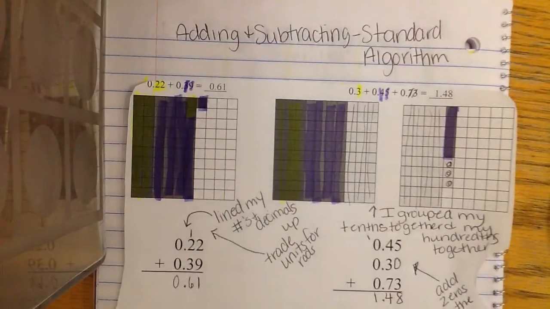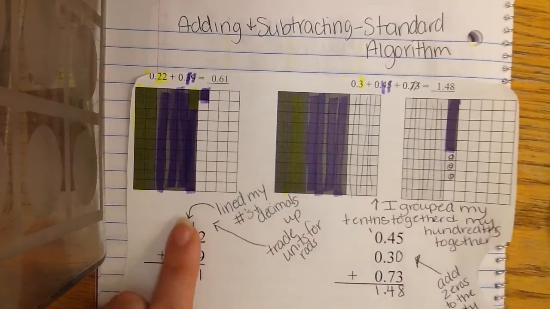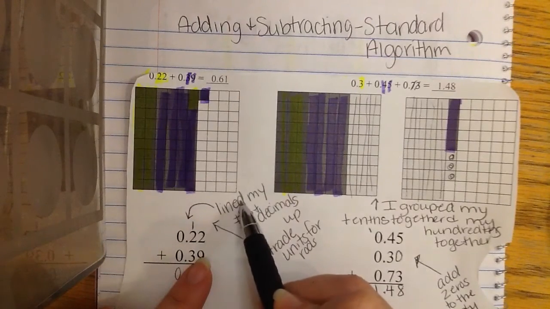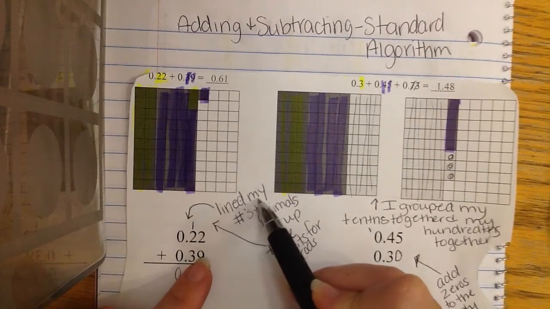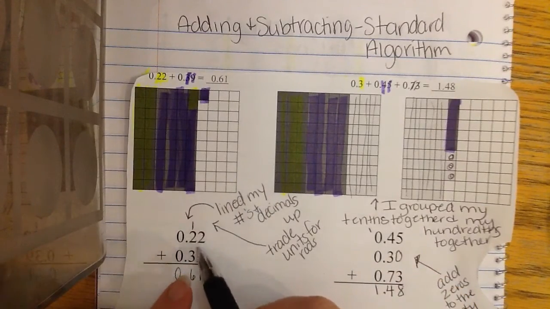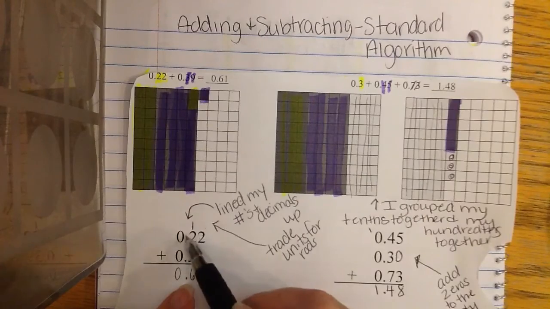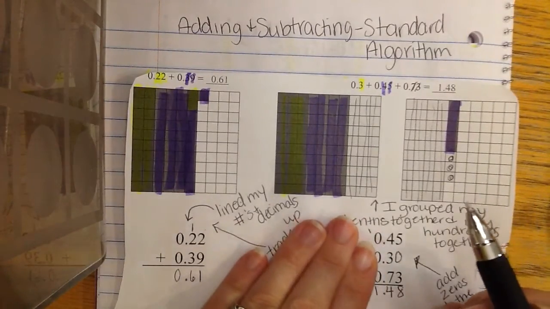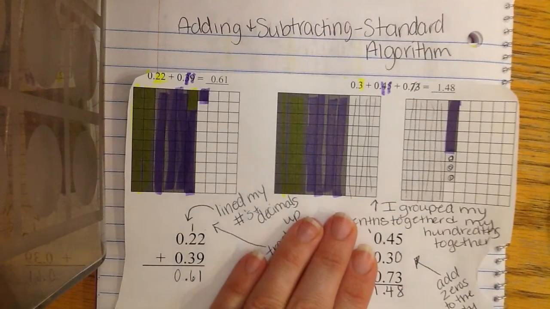So let's look at what we did over here. I noticed that I lined my numbers and decimals up. So I've lined them up into similar place values. My decimals are one on top of each other. Go ahead and write that part. I lined my decimals up.